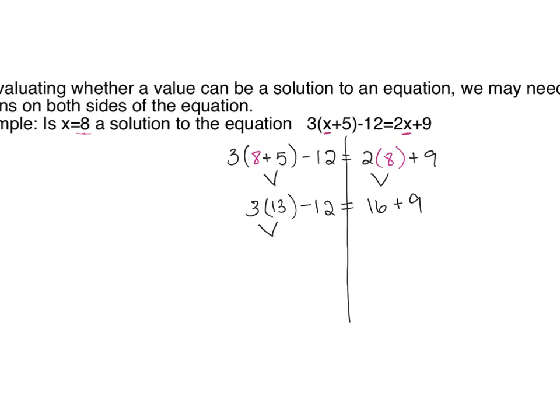3 times 13 is 36. No, it's not. It's 39. I guess the 3 still would have worked. 39 minus 12. And then 16 plus 9, I'm just going to drop that down exactly as it is because we're adding and subtracting over here. 39 minus 12 is going to be 27. And 16 plus 9 is 25, if I've done all my math right.